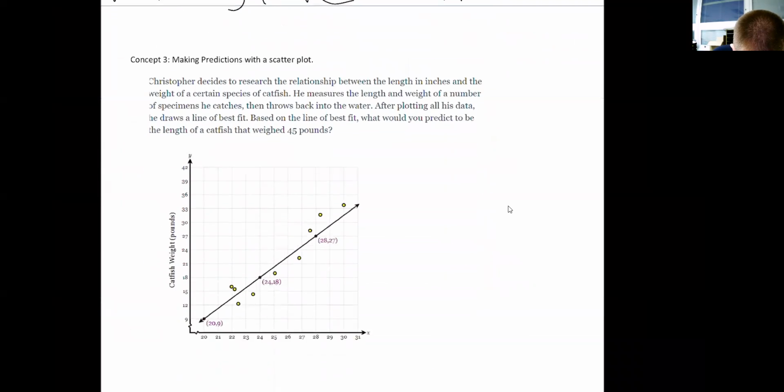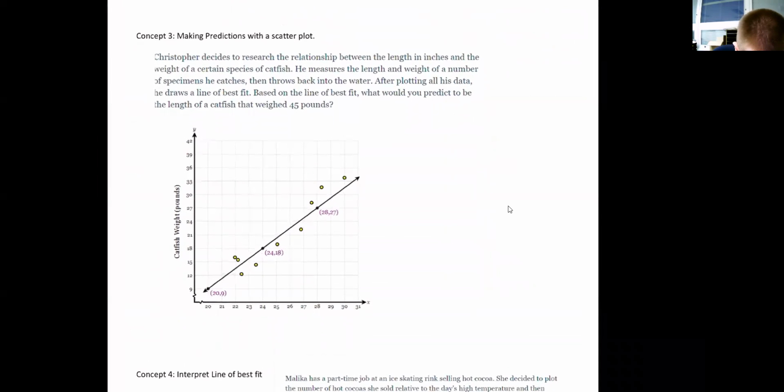All right, let's look at concept 3. This one, you're going to be making predictions based on the line of best fit they give you. So in this problem, it says Christopher decides to research the relationship between the length in inches, and I think I cut that off when I copied this, but this is inches on the bottom here, and the weight of a certain species of catfish.